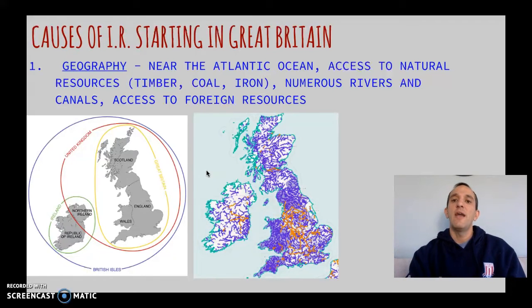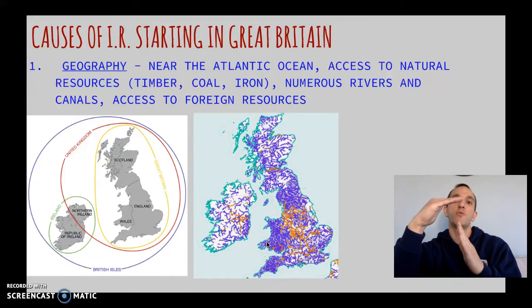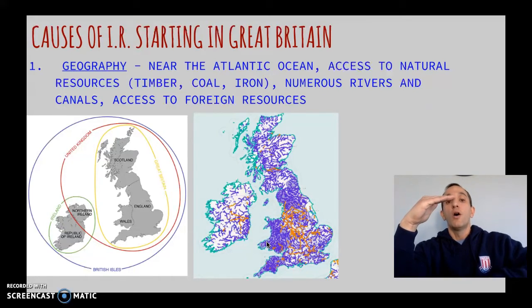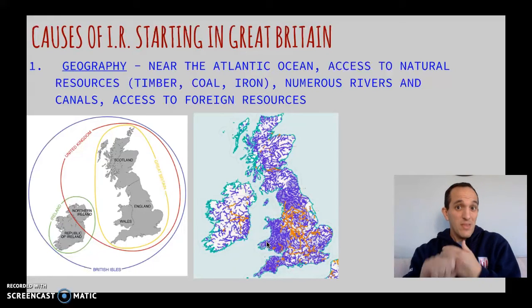Number two, they have a lot of access to natural resources within Great Britain itself. Everything you see here in this bluish purple color are rivers in Great Britain. There are a lot of rivers that zigzag and crisscross with each other, and with these rivers you also have canals built to connect them. So if you have a river here and want to transport goods, you build a canal between the two areas. Also, they have resources of timber, a lot of forests, a lot of areas where they can utilize this wood. Number two, they have coal.